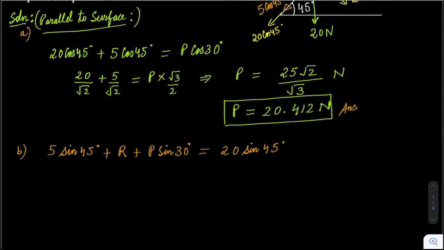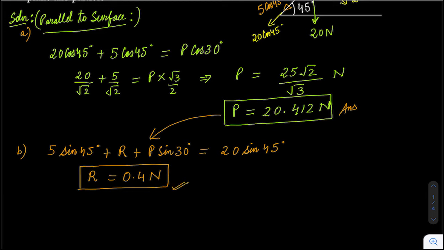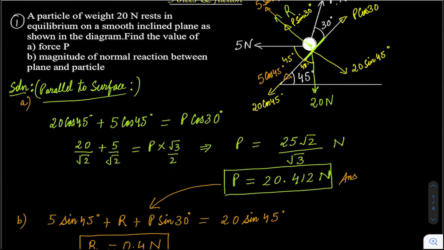So let's calculate the value of R. When you calculate this, it will come out to be 0.4 newtons. So this is our answer. Because we already know the value of P, we can substitute the value of P from A part and calculate the reaction force. So that's your answer.